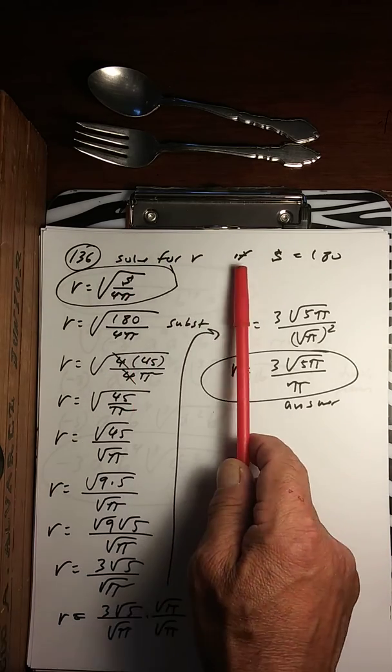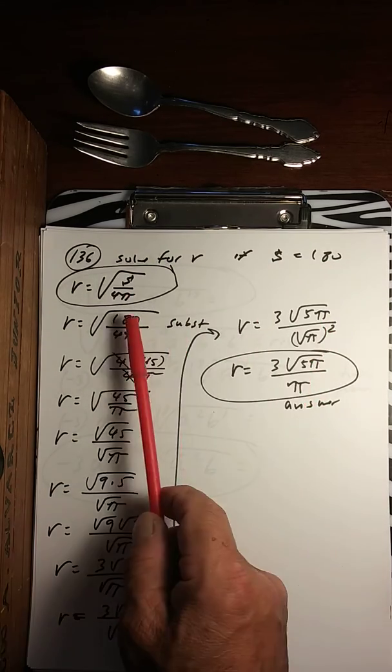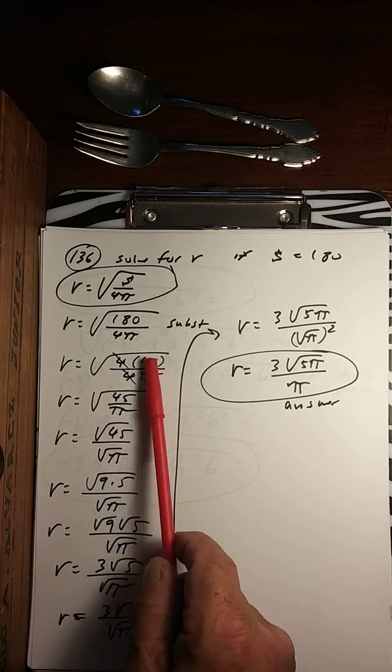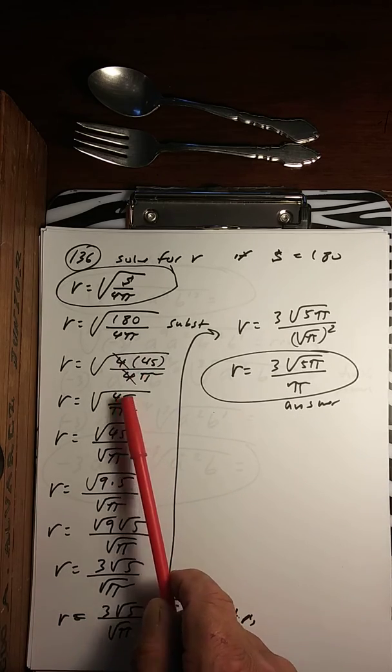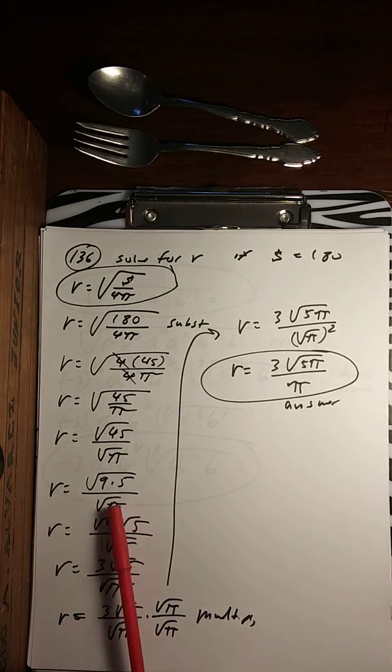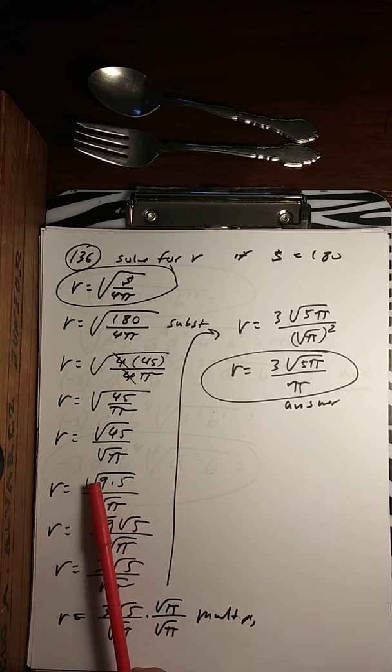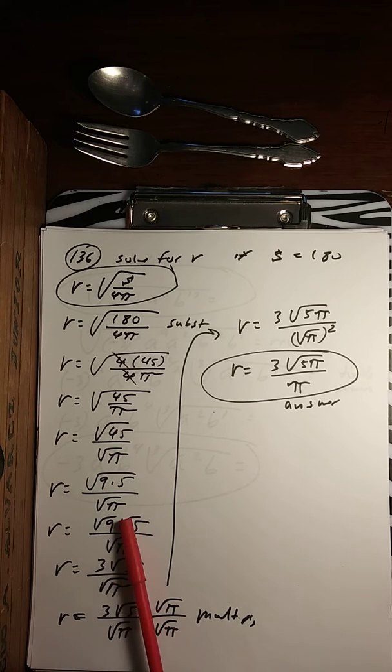Solve for R if S is 180. So put 180 in there for the S. Divide these two numbers, 4 times 45. So this is 45 over that. Square root of that, square root of that. And 9 times 5 is 45. So square root of 9 is 3. And the 5, leave it there. 3 square root of 5 over pi, square root of pi.